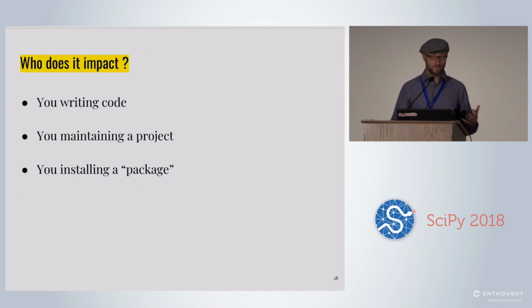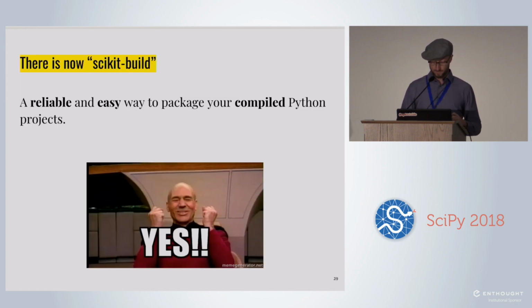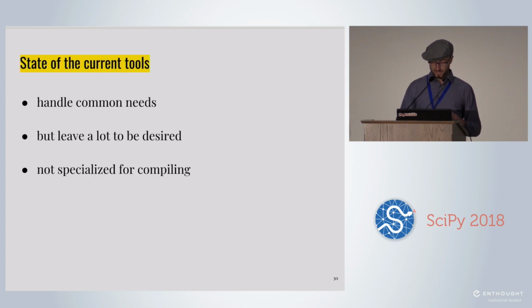Who does it impact? Every one of you. You're writing the code, you're maintaining the project, you're installing the package. But fear not, now there is Scikit-build, a reliable and easy way to package your compiled Python project. State of the current tools: they handle the common needs, but they leave a lot to be desired, and they are not specialized for compiling.